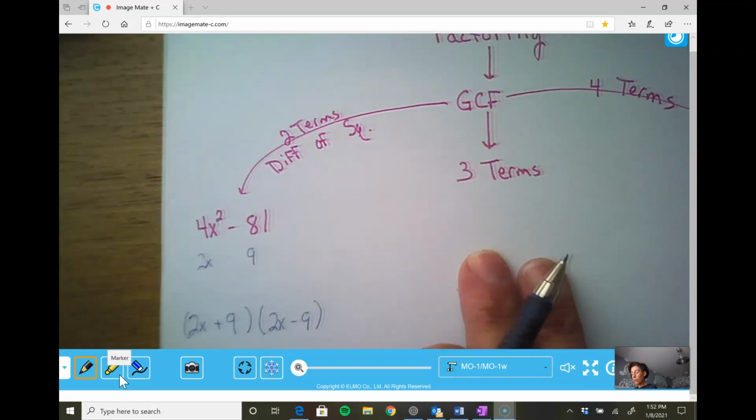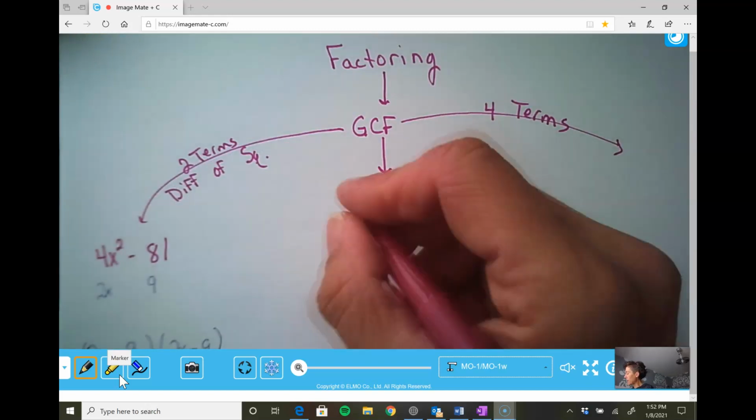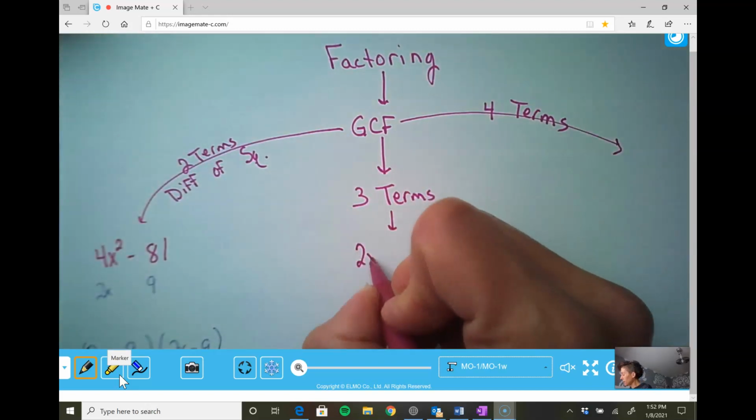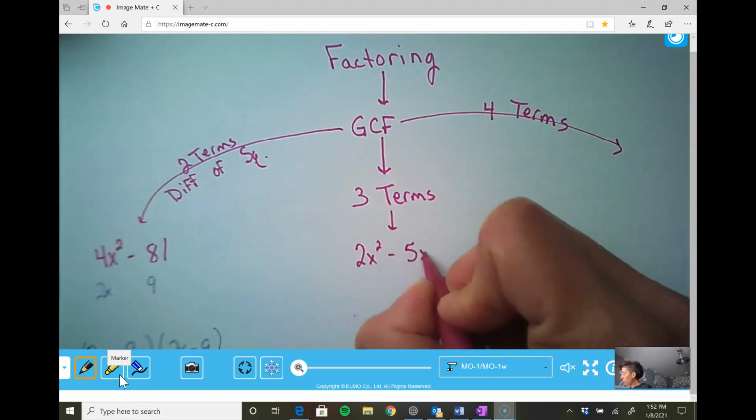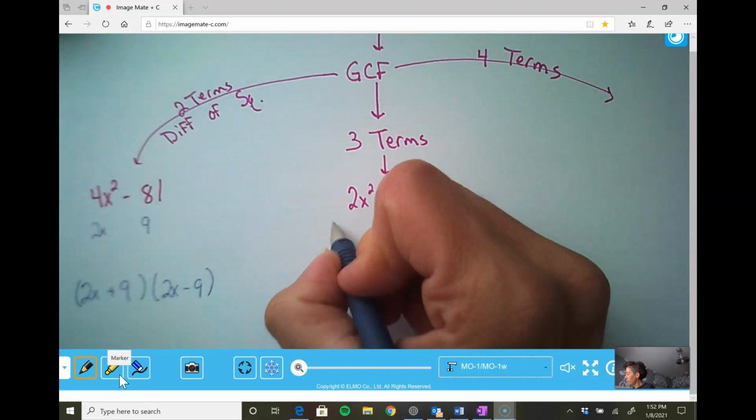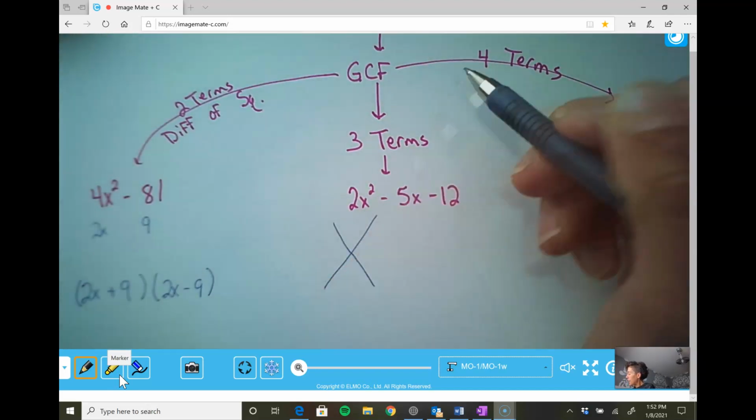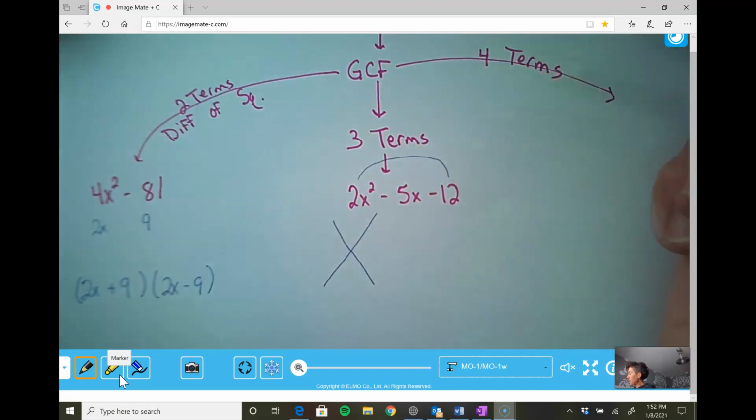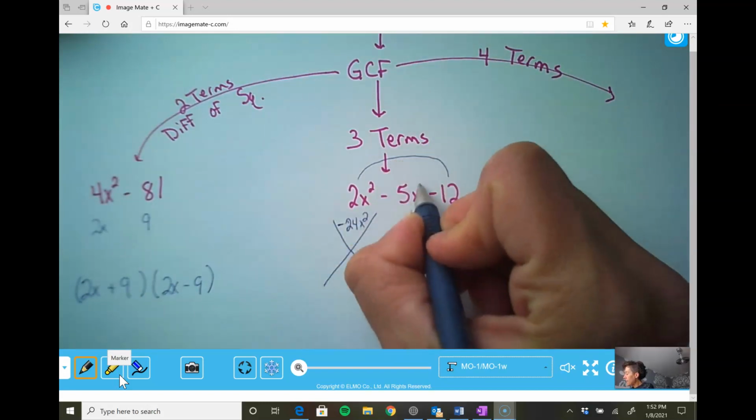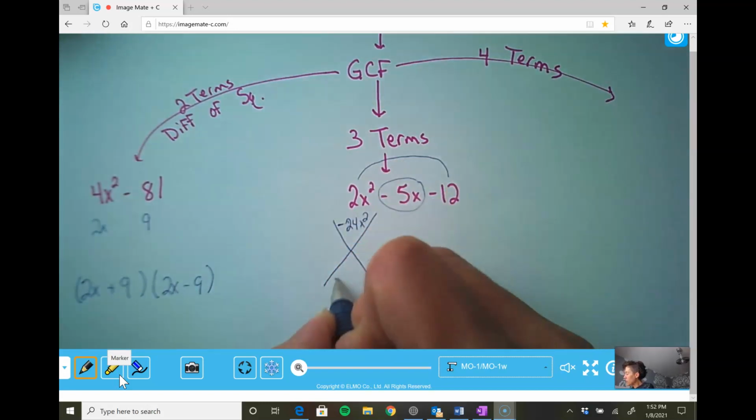Now, if you have 3 terms, then this is an example of something that would be 3 terms. Let's see. In the 3 terms, what we do is we make our x. And we complete the x by multiplying these, and that gives me negative 24x squared. And then this middle term just goes on the bottom.